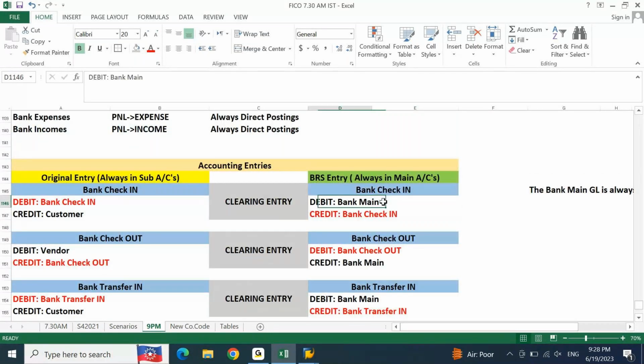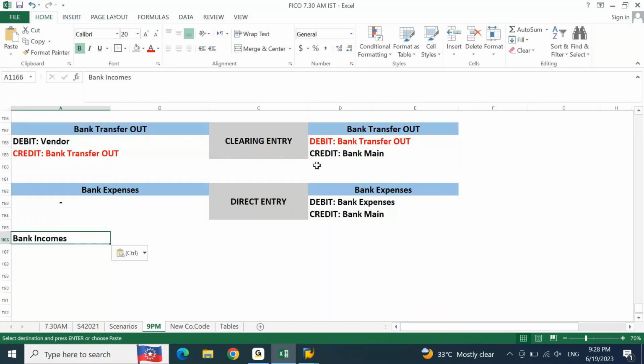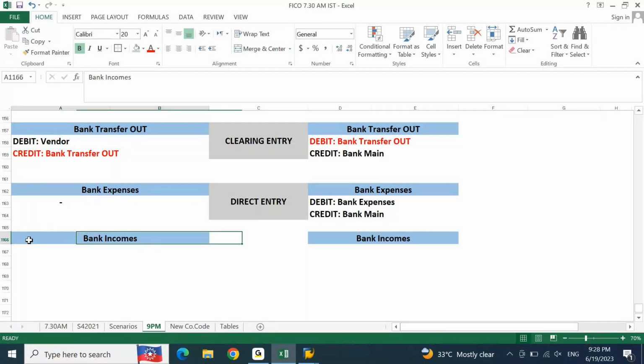Next one, bank incomes. Let me put bank income. For bank income also, when will you come to know the bank income? After receiving the statement or before receiving the statement? Whatever the amount credited in your account as income or any other commissions received, when will you come to know? After looking at the statement. Any transaction that you know after looking at the statement is a direct BRS posting. For direct BRS postings, there is no original entry. It is only a direct entry.